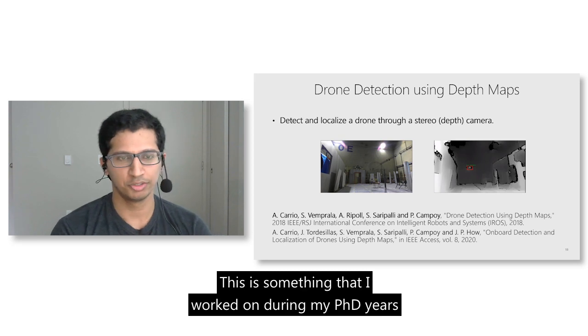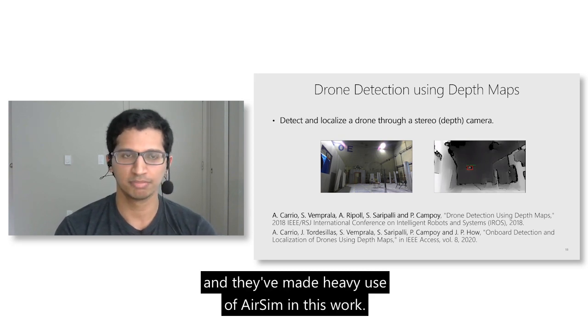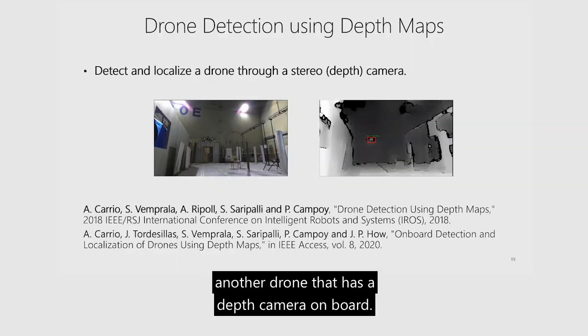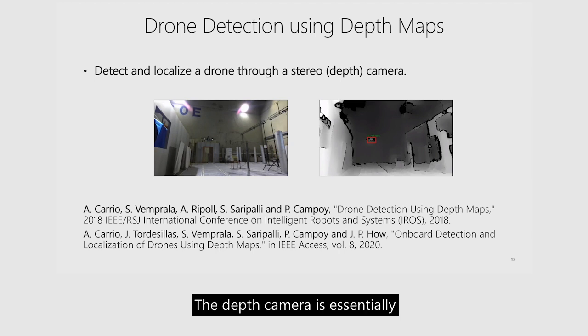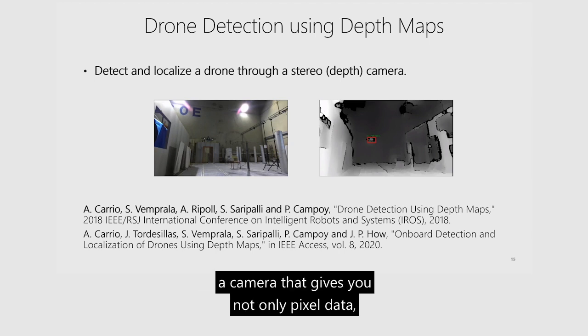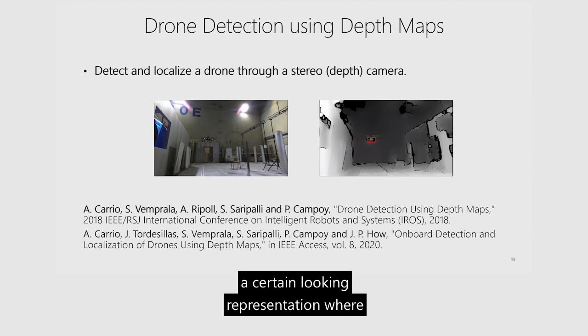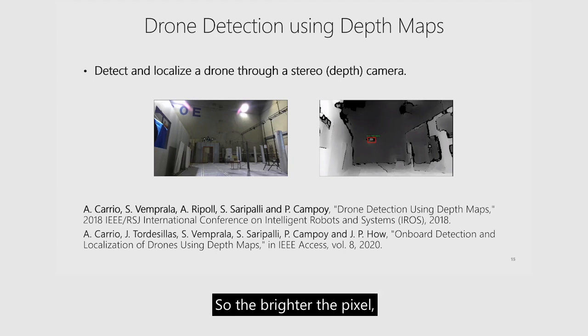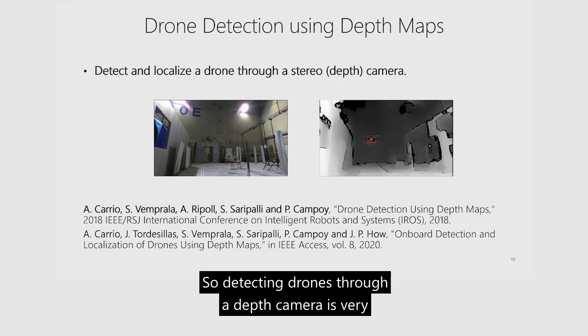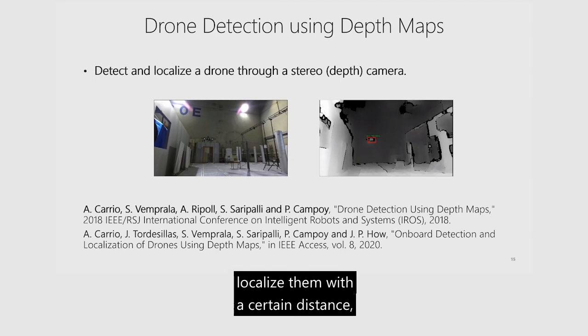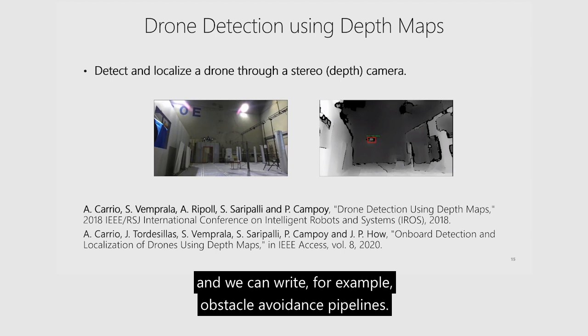This is something that I worked on during my PhD years, and I've made heavy use of AirSim in this work. The idea is to detect and localize a drone from another drone that has a depth camera on board. A depth camera is essentially a camera that gives you not only pixel data, but, as you can see on the right, a representation where every pixel represents a certain distance. So the brighter the pixel, the closer it is. Detecting drones through a depth camera is very useful because now we can also localize them with a certain distance, and we can write, for example, obstacle avoidance pipelines.